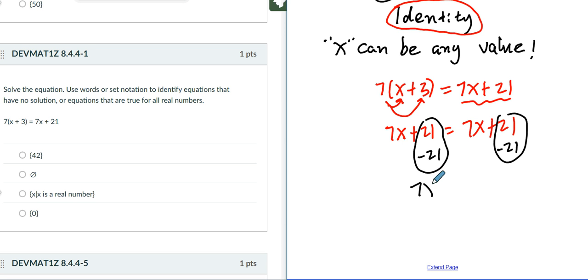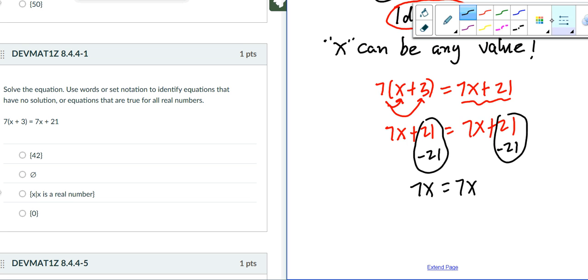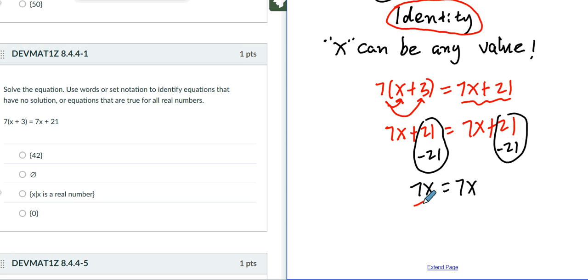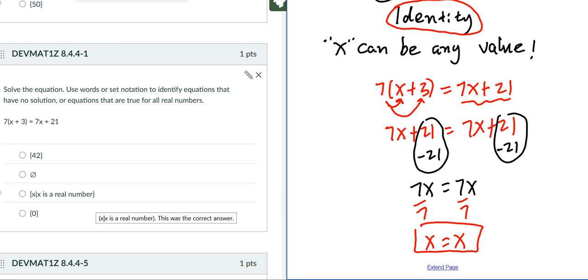You have 7x equals 7x. Okay, and then both sides divided by 7, you end up as x alone on the left and x alone on the right. So x equals x. In this case, sounds very strange, but as x is a real number, any real number.